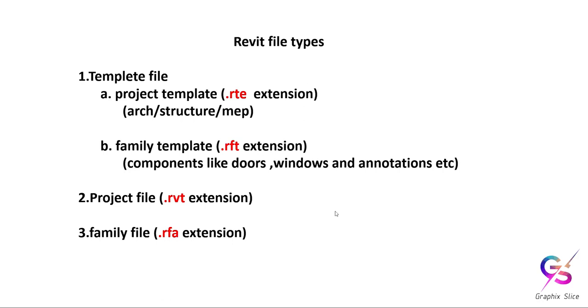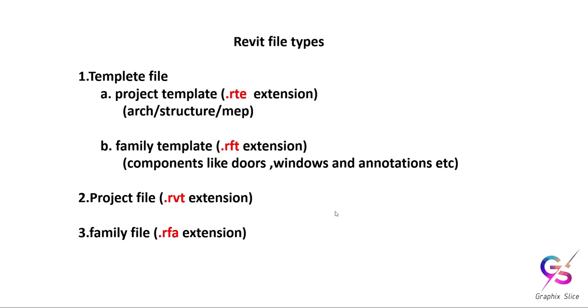So this is also a major part in Revit. Before going to start any software, we have to use some file formats. So let you know, one by one. So here also we have three types of file formats. First one is template, second one is project, third one is family file. So first in the template file, again we have types. The one is project template and another one is family template.